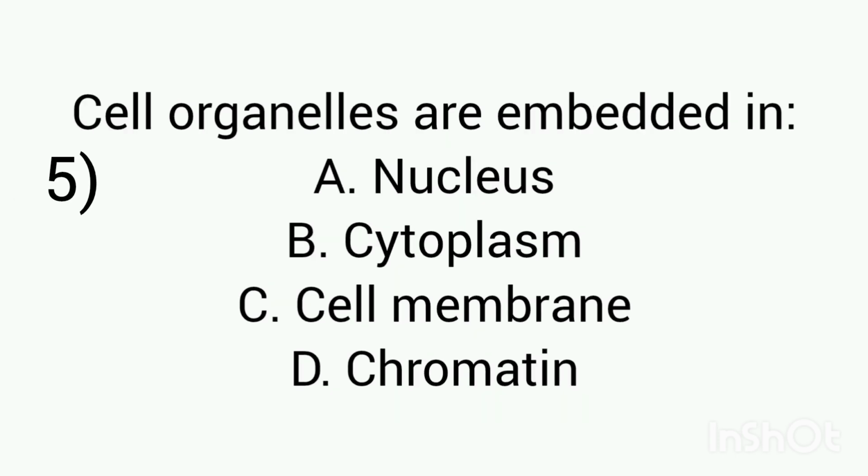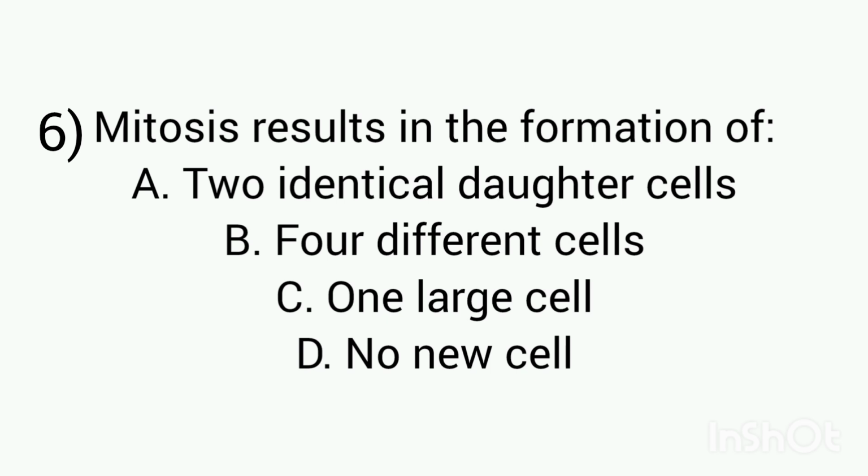Cell organelles are embedded in, options: A. Nucleus, B. Cytoplasm, C. Cell membrane, D. Chromatin. Mitosis results in the formation of A. Two identical daughter cells, B. Four different cells, C. One large cell, D. No new cell.